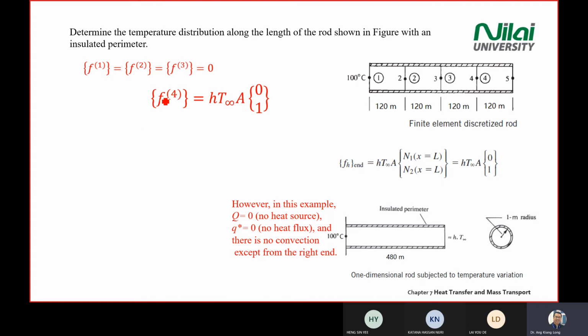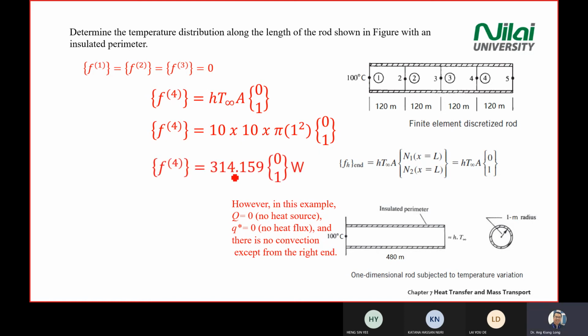And again, force for chapter 7 is in the unit of watt, not Newton. So you substitute the values given. h is given as 10. Temperature is given as 10 degrees C. For the area, you calculate the cross-section area of the rod. The rod is a circle, so pi r squared. And the matrix is 0, 1. You do the multiplication and you get 314 point something watt.